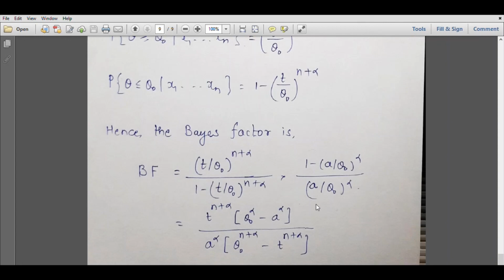Both these examples we will now work out in R. What we are planning to do is, we will take some value of n, we will take some value of theta, we will simulate a random sample and we will try to check how the Bayes factor works.